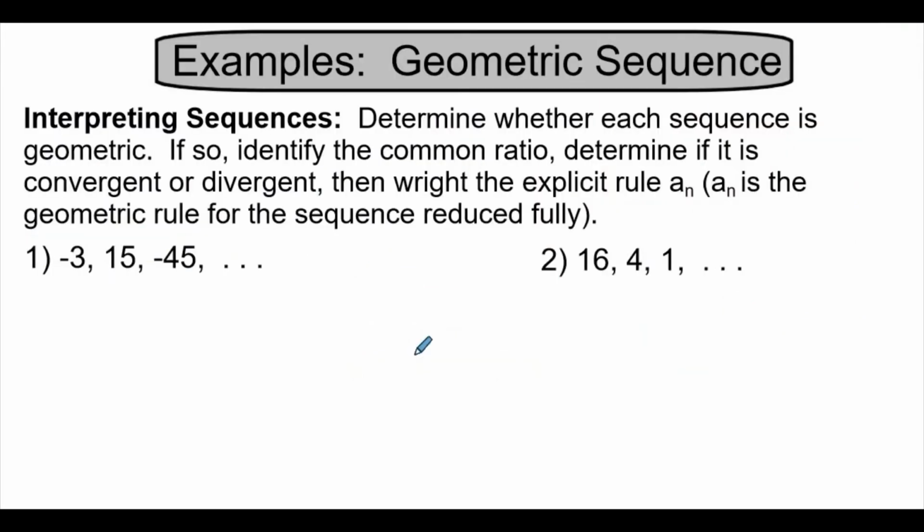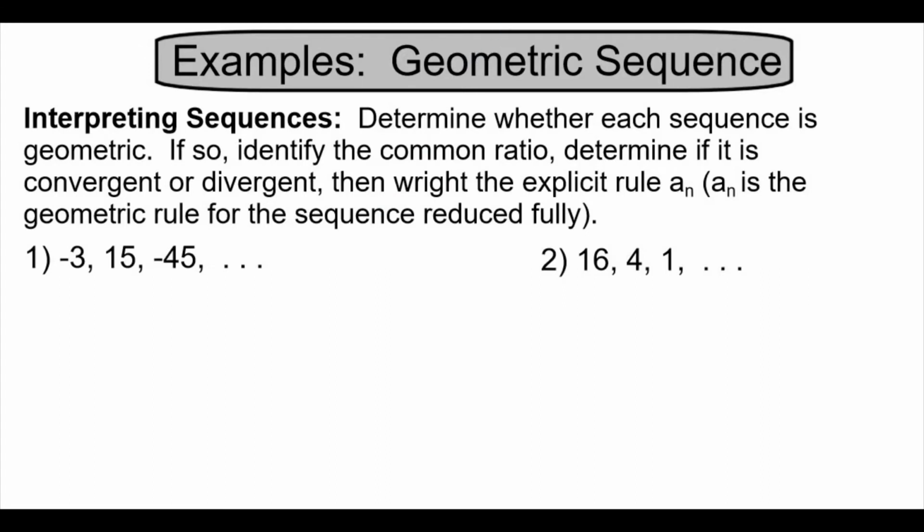So let's take a look at some examples that will help us understand how geometric sequences work and how to write their equations. So the first problem here, we're going to interpret these sequences and determine whether each sequence is geometric. If so, we're going to identify the common ratio, determine if it is convergent or divergent, and then write the explicit rule for the geometric sequence.